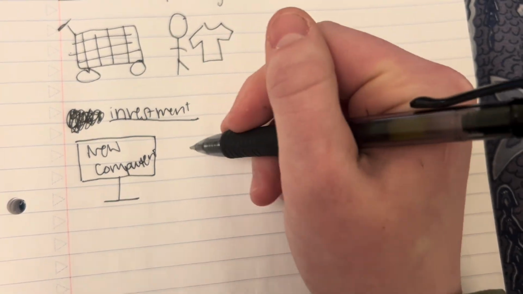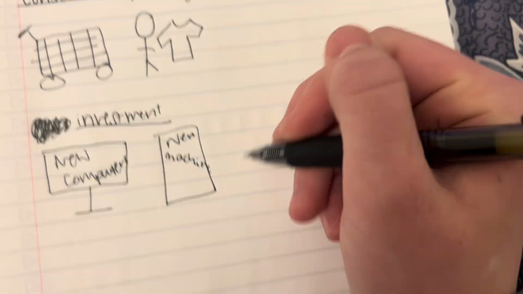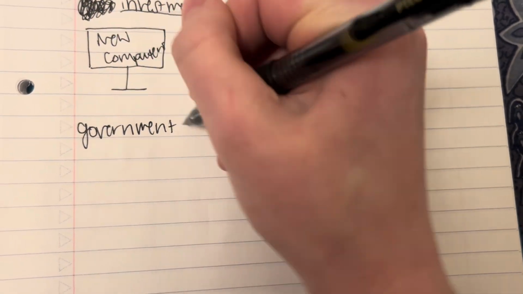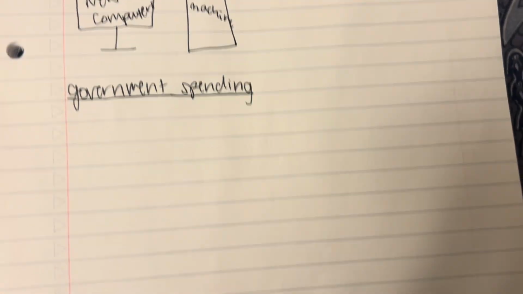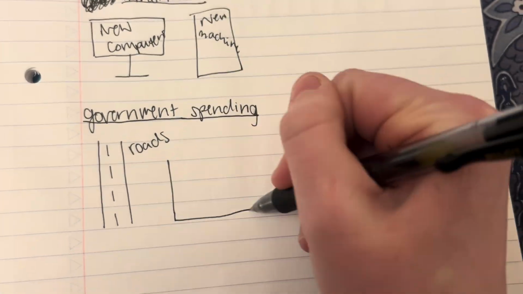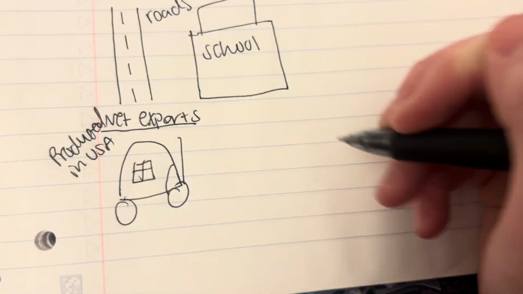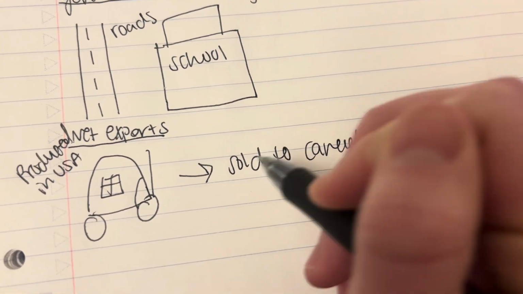So that would be things like a new computer to improve their technology or a new machine to improve their technology. The next one is government spending, which is the government spending its money on things to help the community. So that would be building new roads or building a new school. And then lastly, there's net exports, which is the difference between the total value of a country's exports and the total value of its imports. So an example of this would be a car produced in USA sold to Canada.